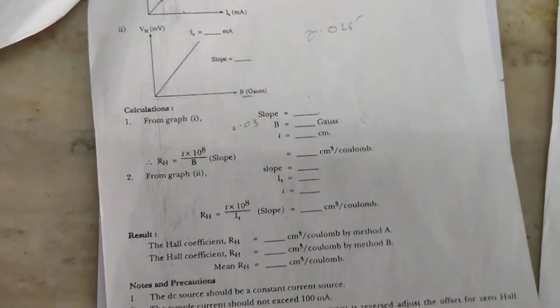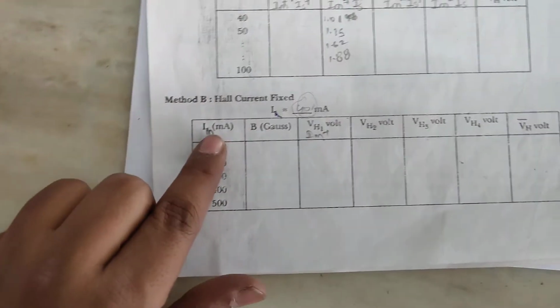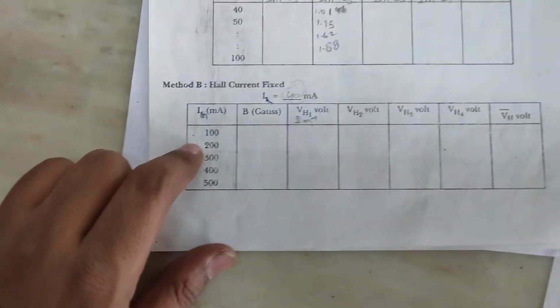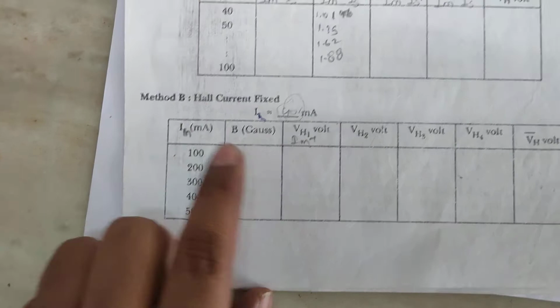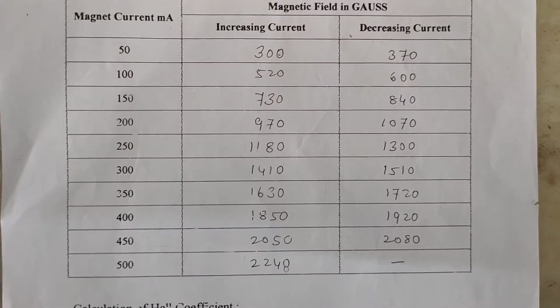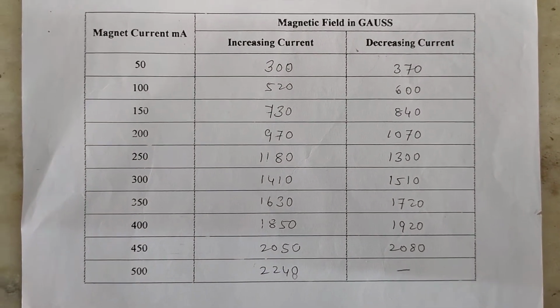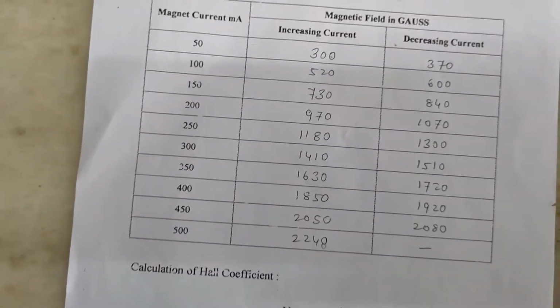The IM value which we have taken is in milliampere, but you have to convert this current to magnetic field. If you are giving 100 milliampere current, how much magnetic field will it produce? That table is given by the provider. So we have this table. Look at this table. For 50 magnetic current, you will have 300 increasing. This is the increasing and decreasing value.